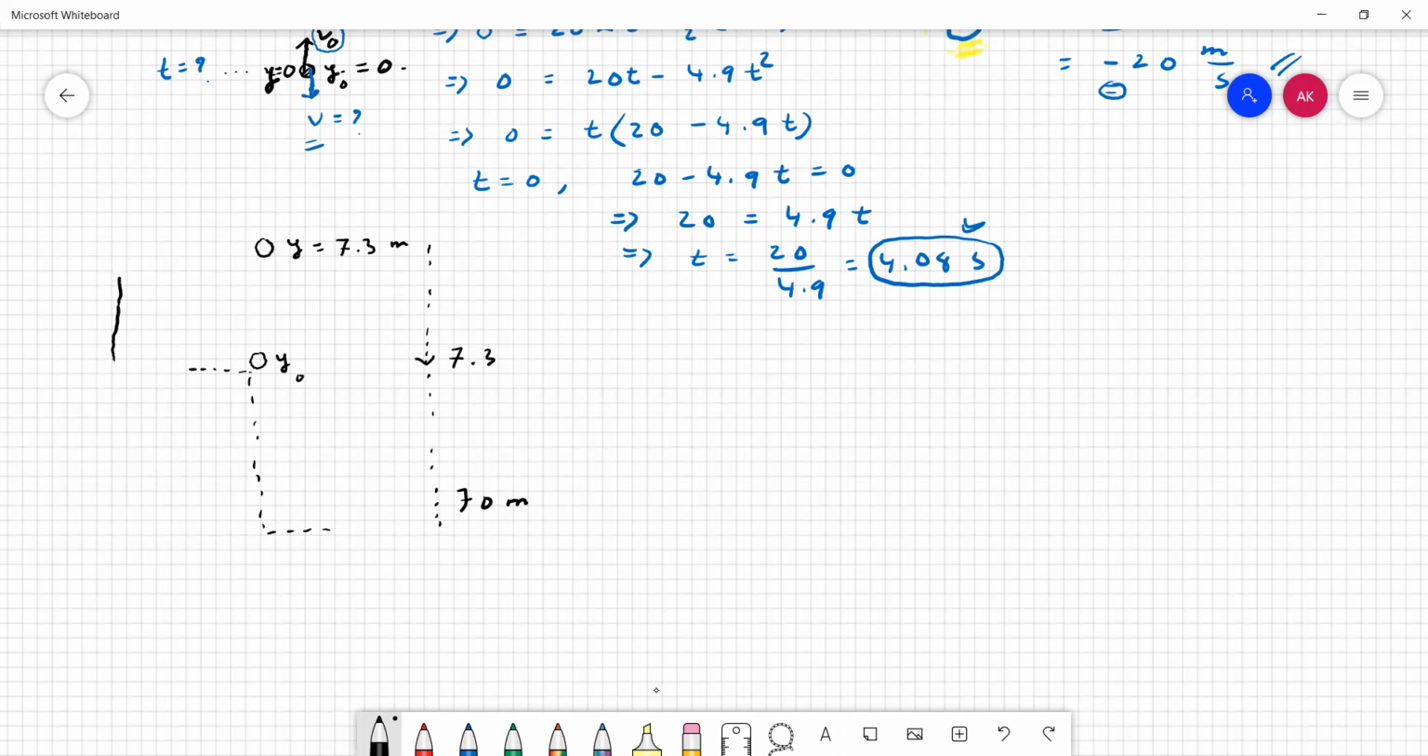So it goes like that, 7.3 meters, another 7.3 meters. Is that clear? Yes. 70 meters all the way down. So 7.3 plus 7.3, 70 meters. And then from there, it's 70 meters. Is this clear? That's how we did it. It's clear.